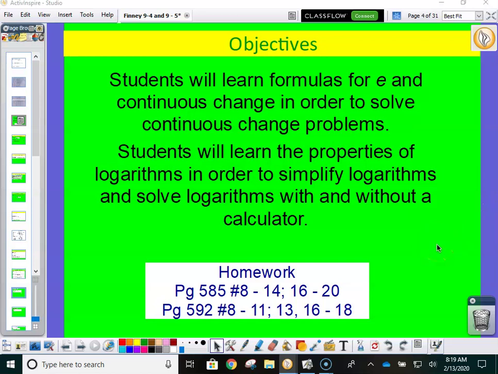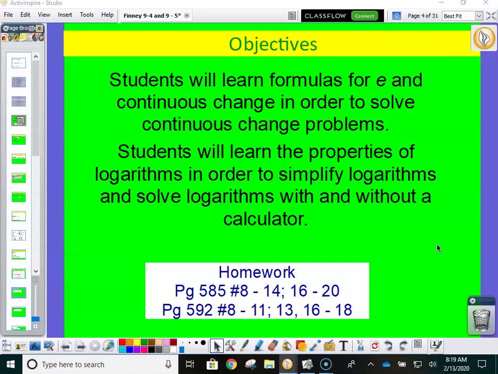You do have homework this evening, and we will check the homework next class. So we're going to be looking at page 585, 8 to 14, 16 to 20, and then page 592, 8 to 11, 13, and 16 to 18.